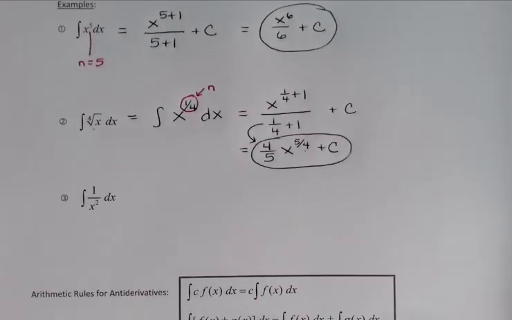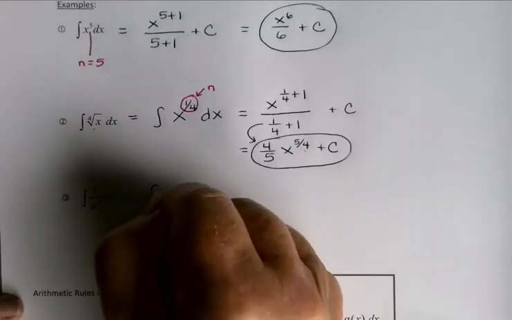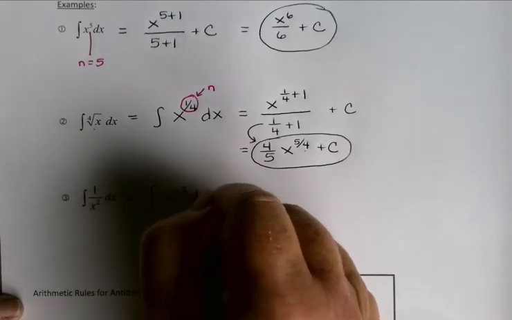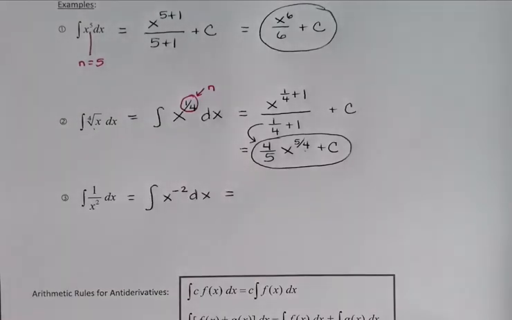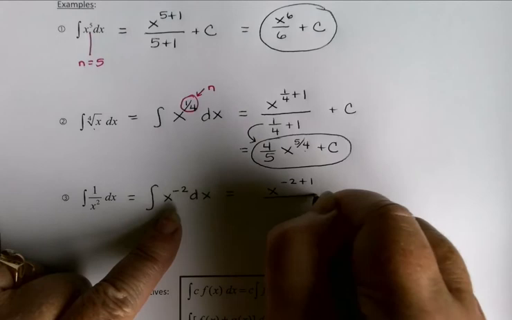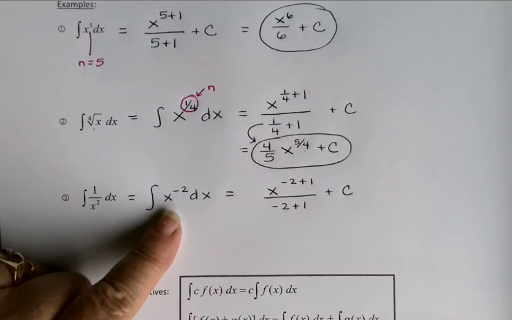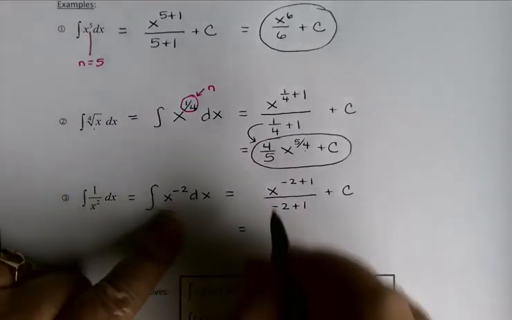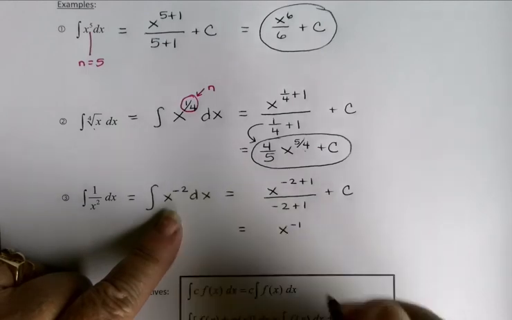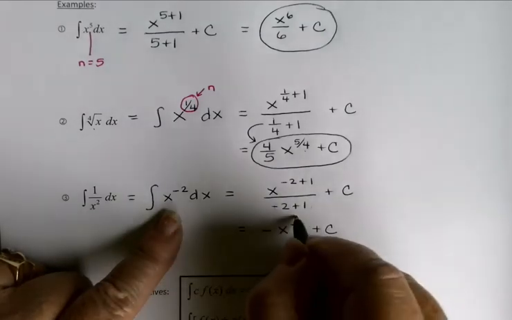All right, one more. The integral of 1 over x squared dx. Again, I need to write this as x to a power if I want to use this rule. So we'll do that. This would be x to the -2 dx. And that antiderivative would be x to the -2 plus 1 divided by -2 plus 1, plus the arbitrary constant. That's x to the -1st. Dividing by -1, I'll just pull the minus out in front, plus c.